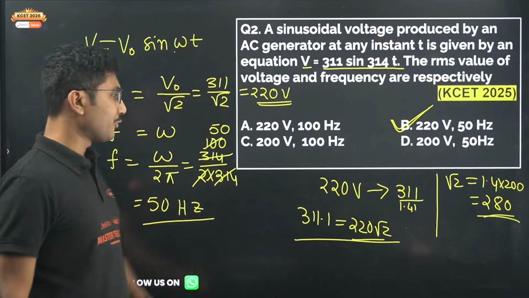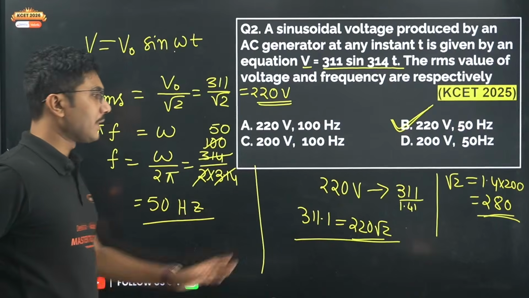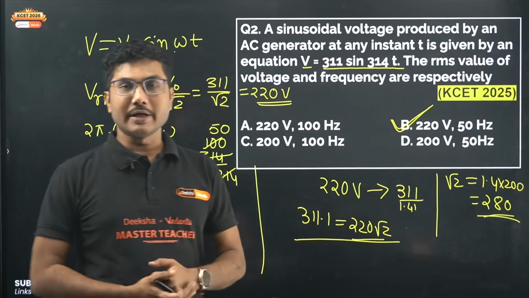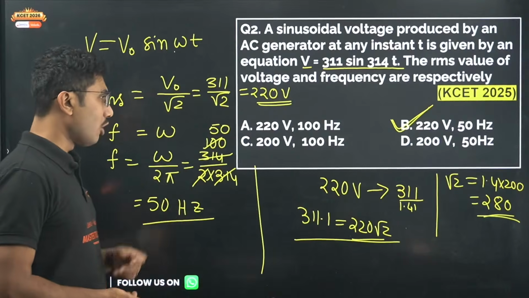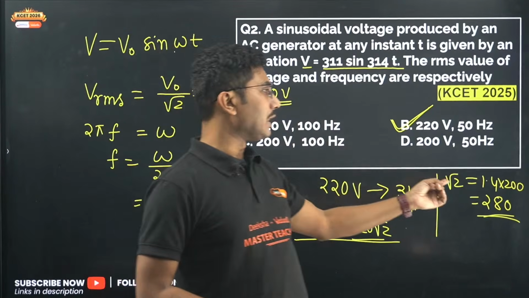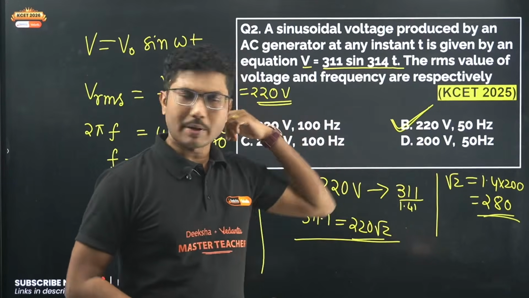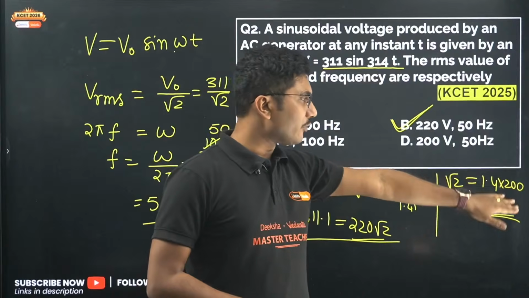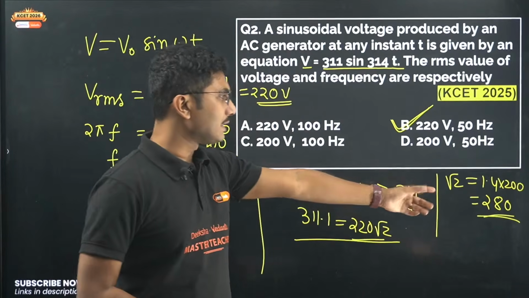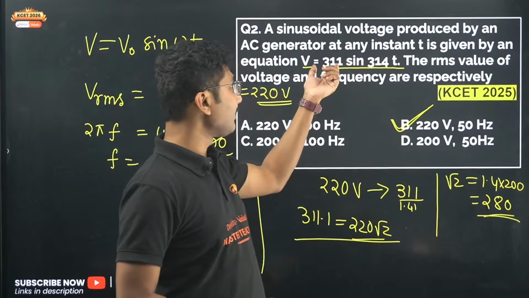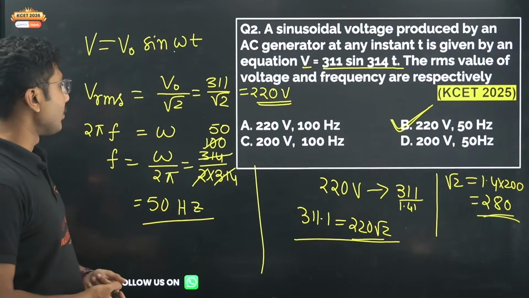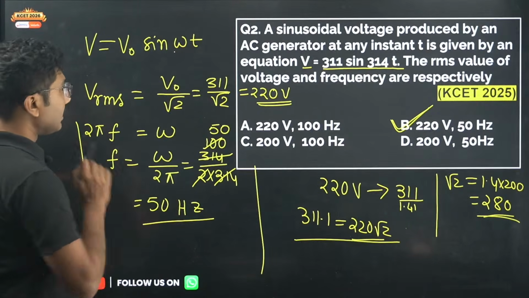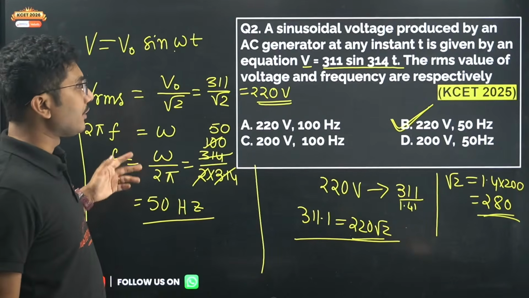So there are two options I told you. One, you can remember that 311.1 is actually 220 root 2. Or in case you forget, you can multiply by root 2, which is approximately 1.4. Take that value and multiply with 200 and you see 280, but 280 is not given here. That means definitely this is not the answer. The correct answer will be 220 volt. These questions all came in 2025.